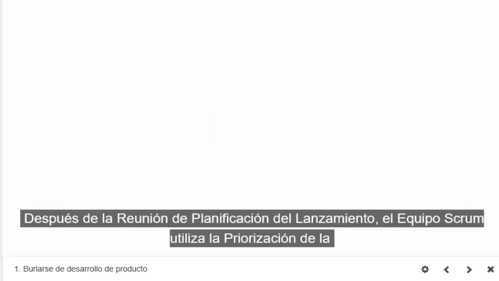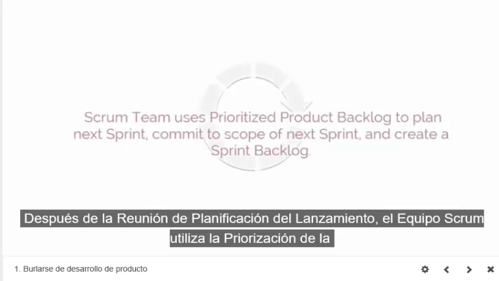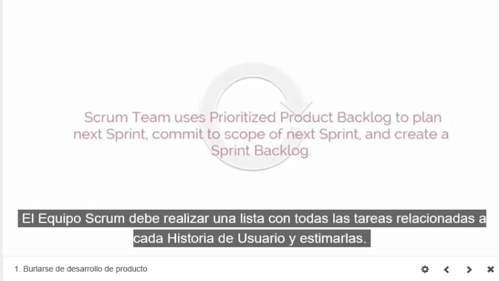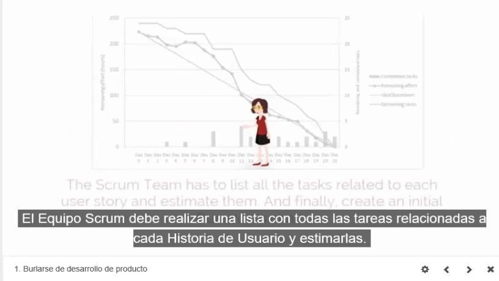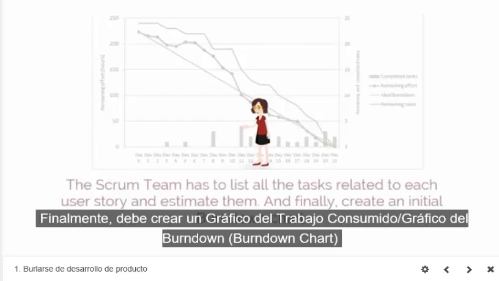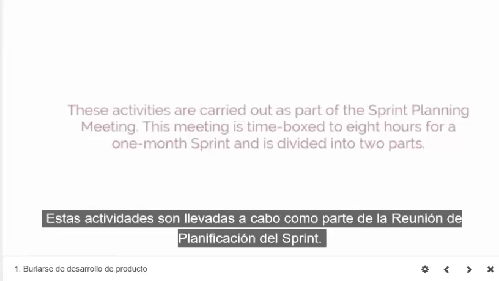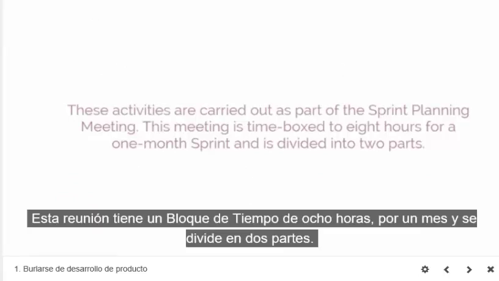After Release Planning Meeting, the Scrum team uses the prioritized product backlog to plan the next sprint, commit to the scope of the next sprint, and create a sprint backlog. The Scrum team has to list all the tasks related to each user story and estimate them. And finally, create an initial burn-down chart. These activities are carried out as part of the sprint planning meeting.